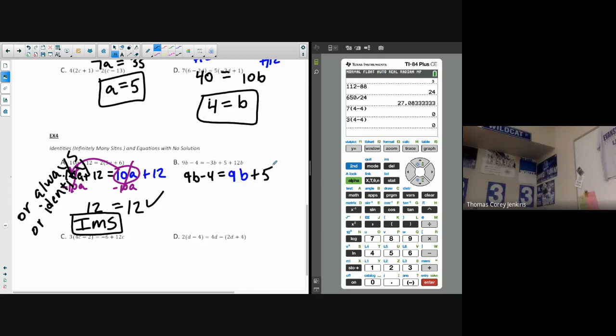All right, so at this point, again, 9b on opposite sides, those are going to cancel each other out. And this time what I'm left with is 0 minus 4 is negative 4. And 0 plus 5 is 5. So if the numbers don't match up exactly, that's called an inequality, right? And there's no variables to balance it out. So that means this one cannot be solved. So this is a no solution.